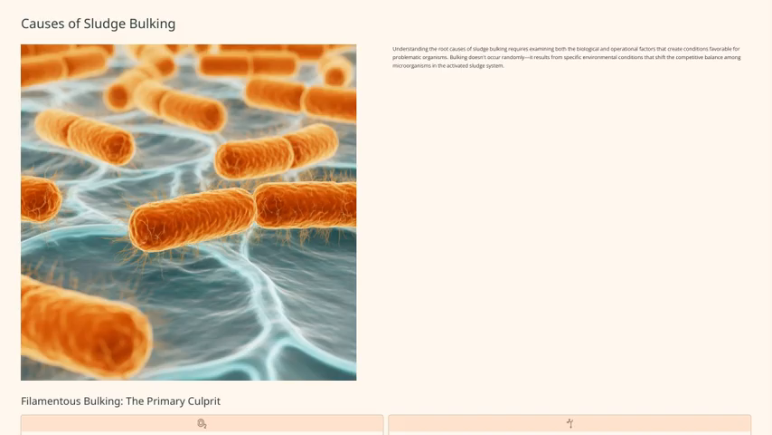pH extremes also play a role. Most activated sludge systems perform best between pH 6.5 and 8.5. When conditions are too acidic, say below pH 6, it favors fungal filaments and certain bacteria that tolerate low pH better than our desired flock formers. Sudden pH changes can shock the system and trigger bulking episodes.